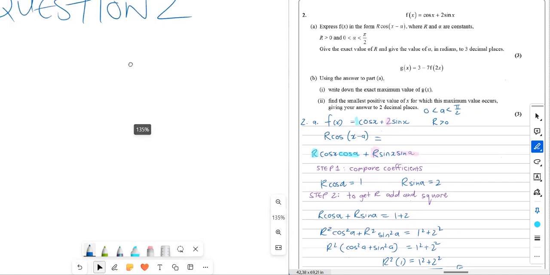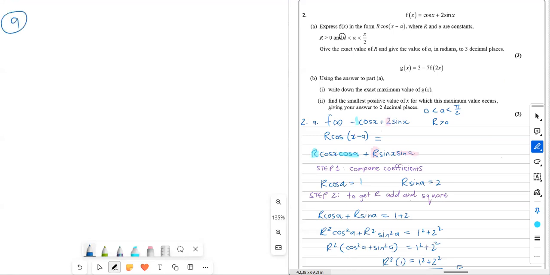Zoom this in a little. Okay. So question 2, part A. Express f of x in this form, the R cos(x minus a) thingy. R and a have to be constants. R has to be larger than 0, and a is between 0 and pi over 2. So just remember that restriction for later. Give an exact value of R and a value of a in radians. So check your calculators are in radian form, also 3 decimal places. So obviously come back and check that your answer is in 3 decimal places.